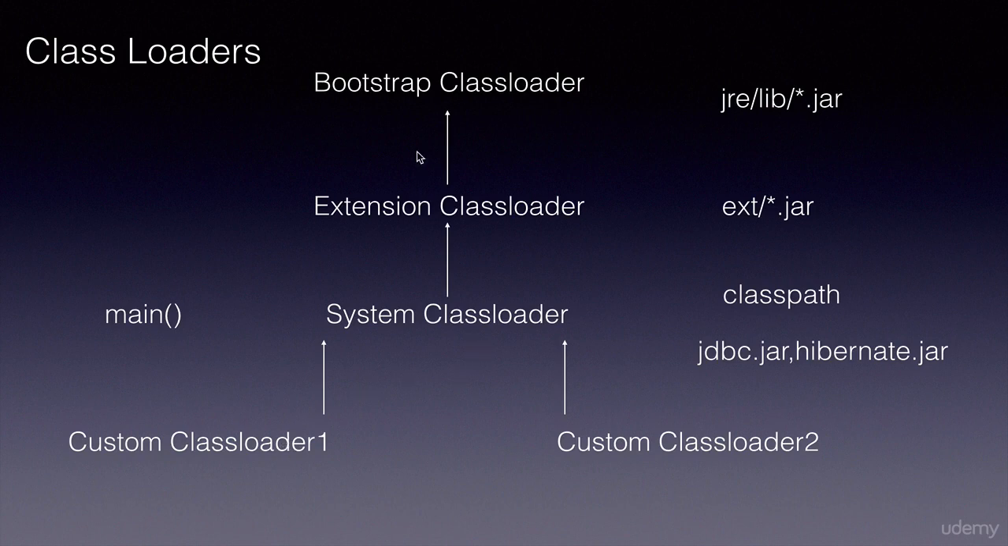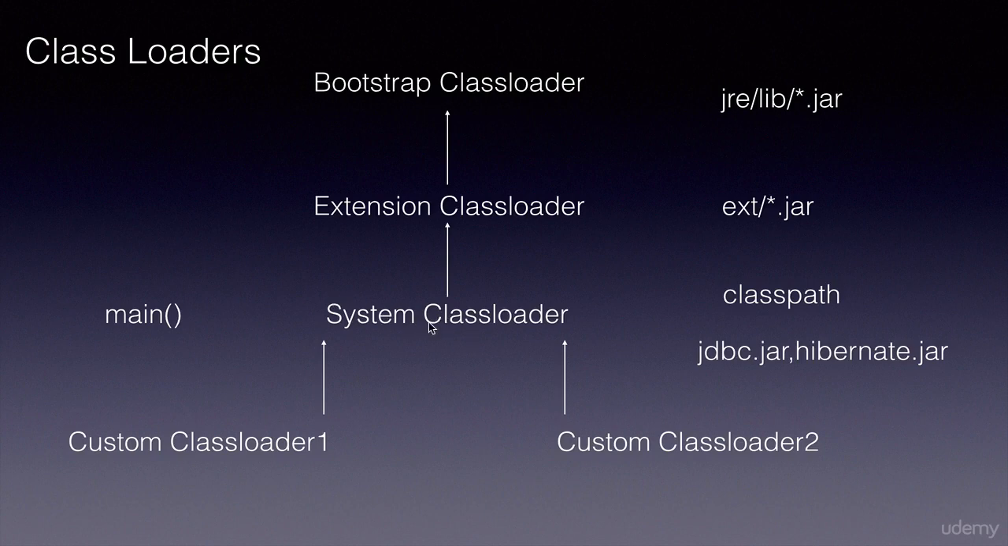The child class loaders, this is a parent-child hierarchy here. The extension class loader is a child of bootstrap class loader. Similarly, the system class loader is a child of extension class loader. So the child class loaders will always have access to the parent classes loaded by the parent class loader, but not the other way around. The parent cannot access the classes loaded by the child class loader.